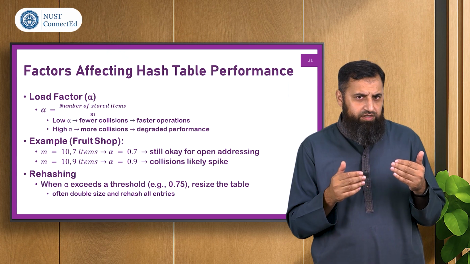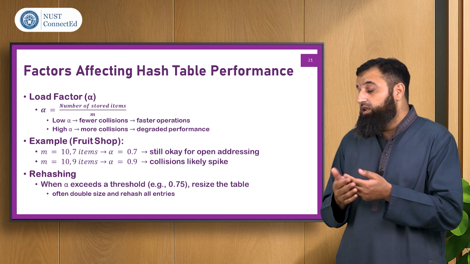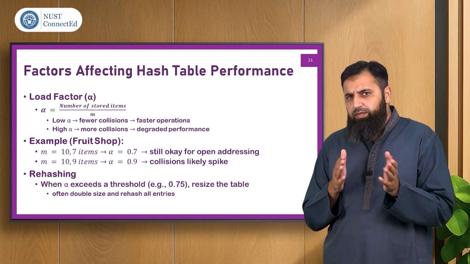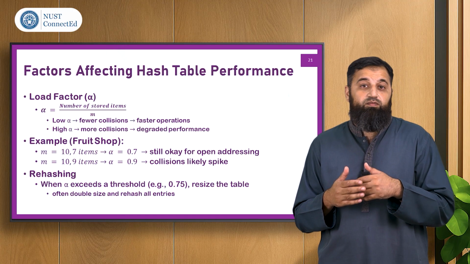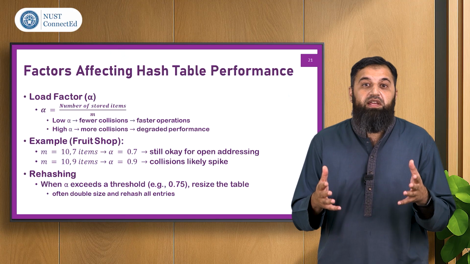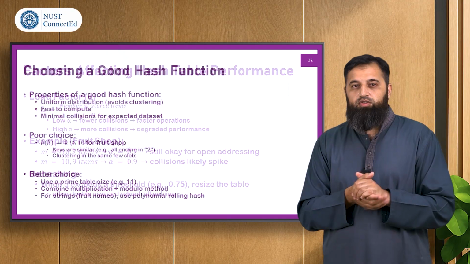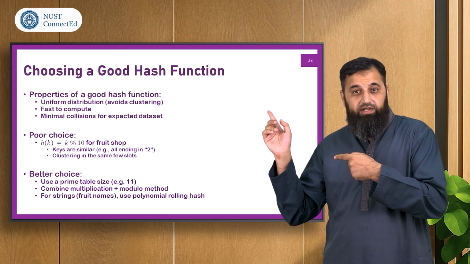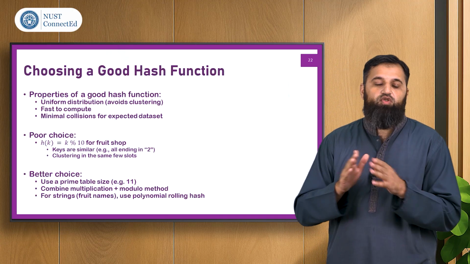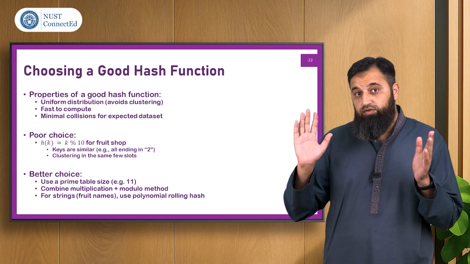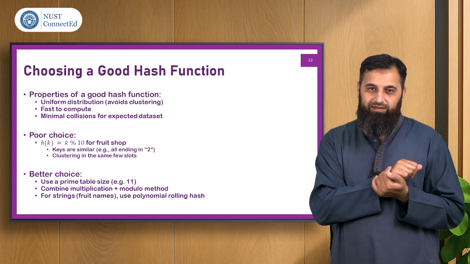To resolve this, we can set a threshold, let's say 0.75. When alpha reaches 0.75 or a bit higher, we resize the table, often doubling its size, and then rehash all the elements inside the table. Now a good hash function, again, we covered this last time as well, should distribute keys uniformly to avoid clustering. It should be fast to compute, and it should produce minimal collisions for the expected data set.